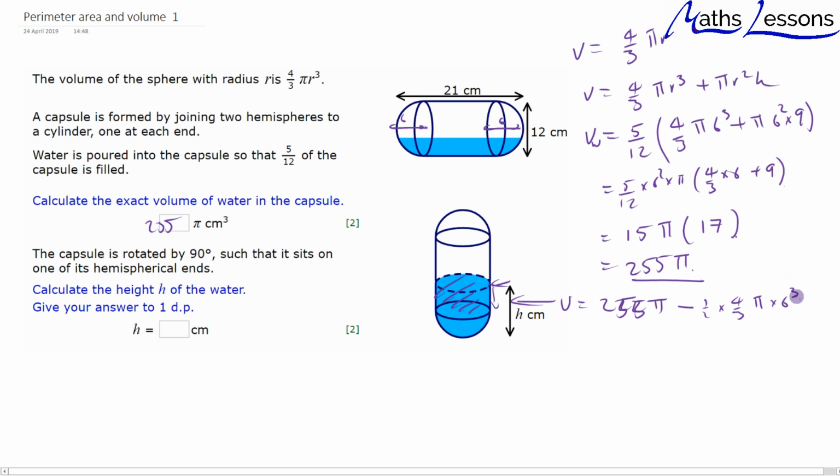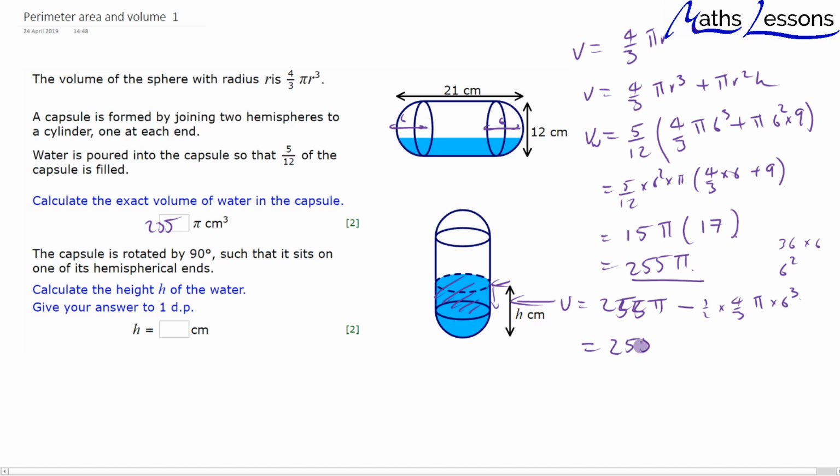Well, half of 4 is obviously going to be 2. Then we've got 6 cubed, and 6 squared is 36, so I can put 36 times 6, but I've got 3 into that 36, so therefore I'm going to have 2 times 36, which is 72, times another 2 gives me 144.